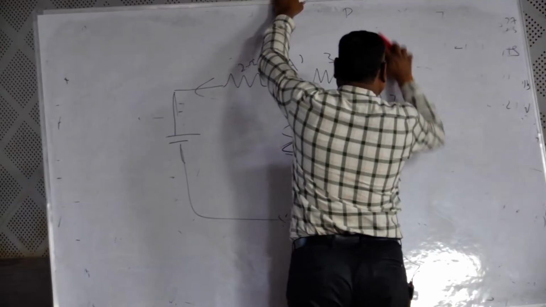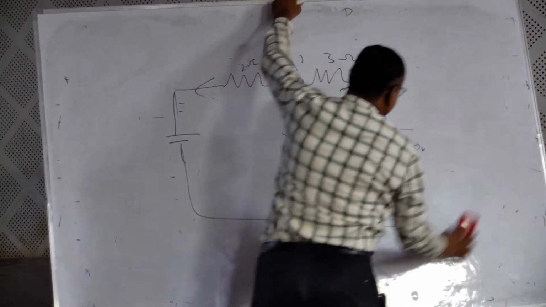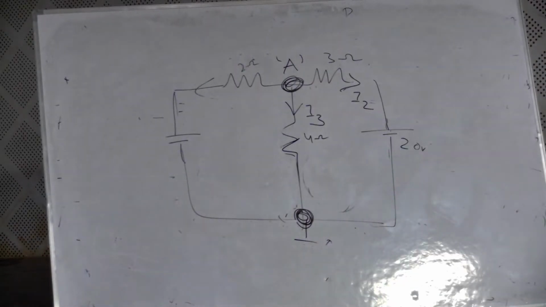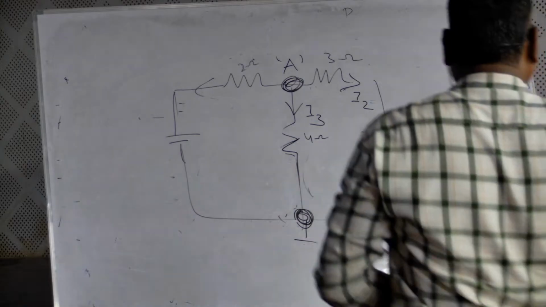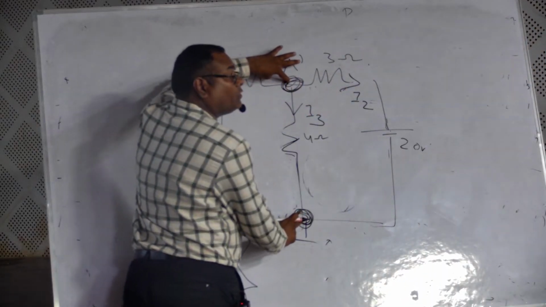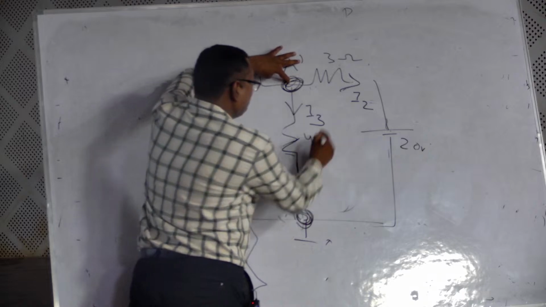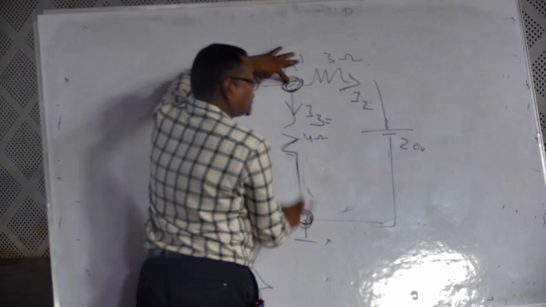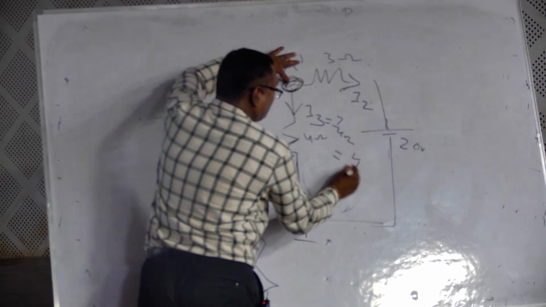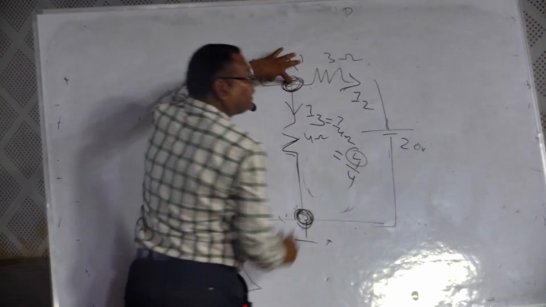Last one. What is the current through the 4 ohms? Give the new name. What is the new name? I4 ohms is equal to V1 by 4. You know V1, so get the answer.